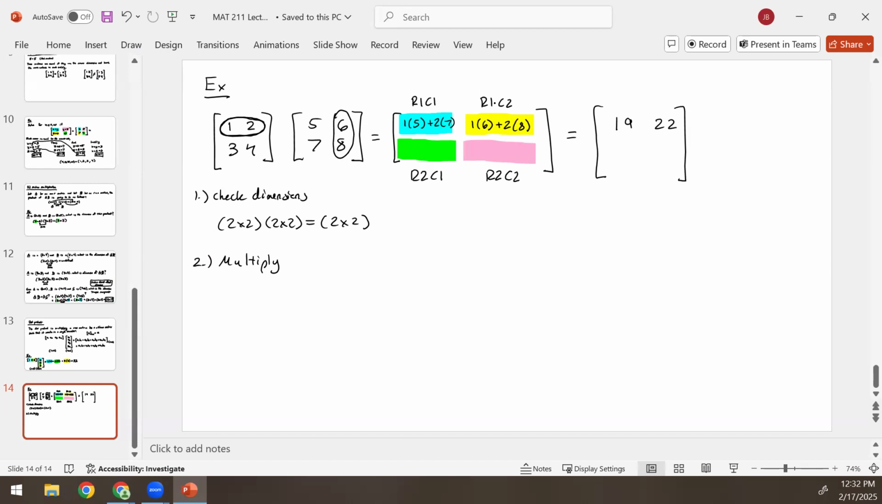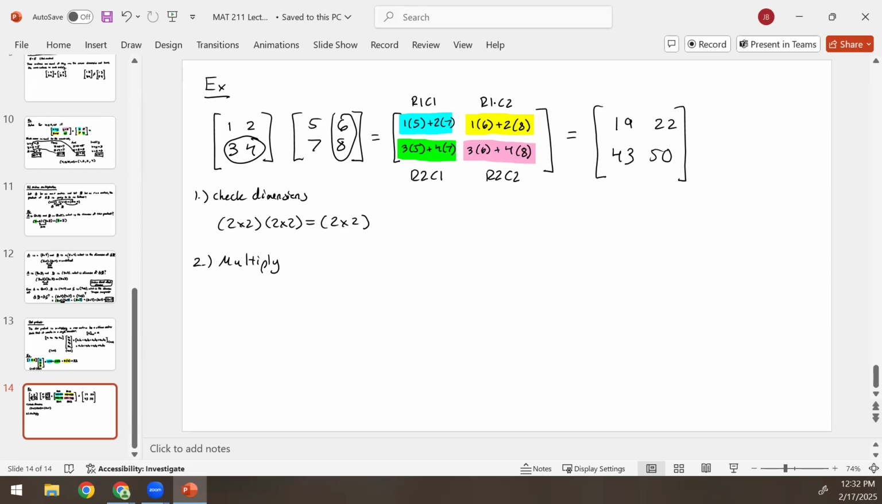And then I repeat that again. But now I'm going down to row 2, column 1. So row 2, column 1, row 2, column 1. And the first number times the first number, 3 times 5, plus 4 times 7. And then I do 15 plus 28, which I believe will be a 43. Yes. And then I got that number. And then I do row 2, column 2. So row 2, column 2, 3 times 6 plus 4 times 8. And that's 18 plus 32, which is a 50. And that is matrix multiplication.